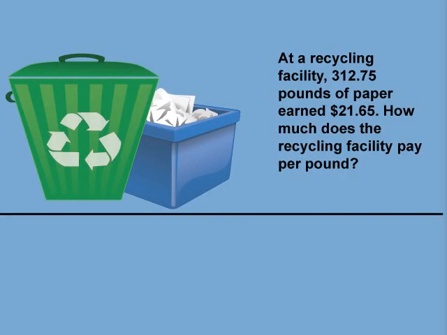At a recycling facility, 312.75 pounds of paper earn $21.65. How much does a recycling facility pay per pound? Here we want to calculate the unit rate for how much the recycling facility pays per pound of paper. The ratio is 21.65 to 312.75 in dollars per pound.